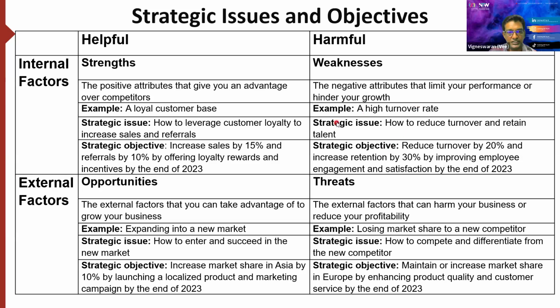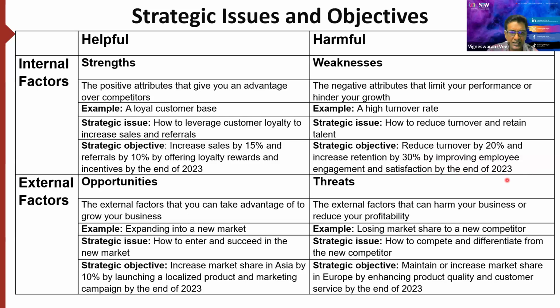So the strategic issue here, this one is a negative strategic issue. How to reduce turnover and retain talent. Retain means, that means mengekalkan skill worker saya, mengekalkan supaya mereka tidak meninggalkan syarikat saya. So daripada sini saya membina strategic or SMART goal. Strategic objective saya adalah reduce turnover by 20% and increase retention by 30% by improving employee engagement and satisfaction by the end of 2023. As I told you, let's say we assume that this is 2022.